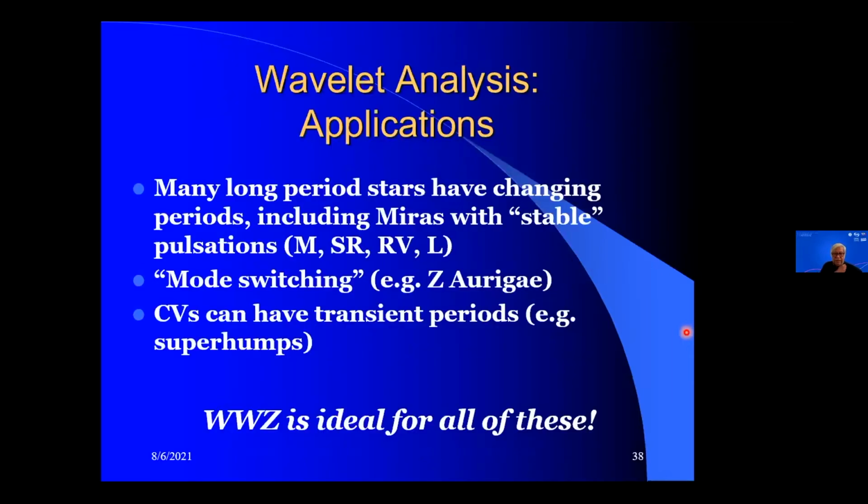So of course, wavelet analysis is also popular, but it has its own application. Mostly it is used for long period variable stars that change their period, including Mira-type variables with stable pulsation, and many mode switching like in Zeta Orionis. Zeta Orionis is one of the very enigmatic stars showing many mode switching, frequency switching of the pulsation, or cataclysmic variables that can have transient periods like superhumps. So wavelet analysis is very ideal for this case.